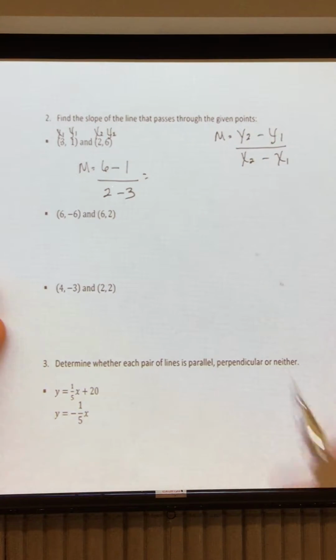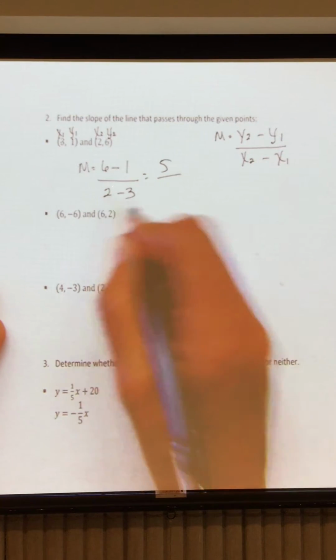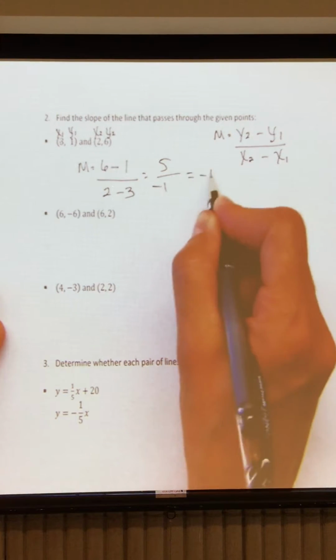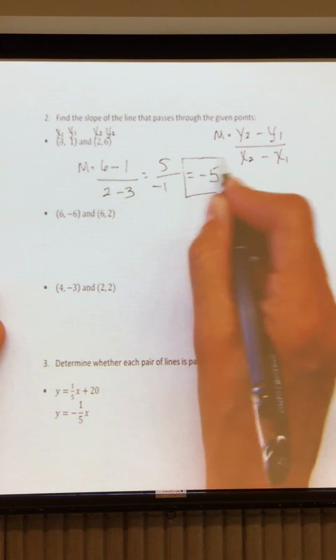6 minus 1 is 5. 2 minus 3 is negative 1. Therefore, your slope is negative 5.